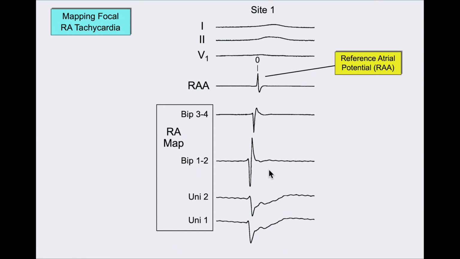Then you always have to pick a reference. In this case, we're going to use the right atrial appendage electrogram as our reference. That makes that time 0 on the map.